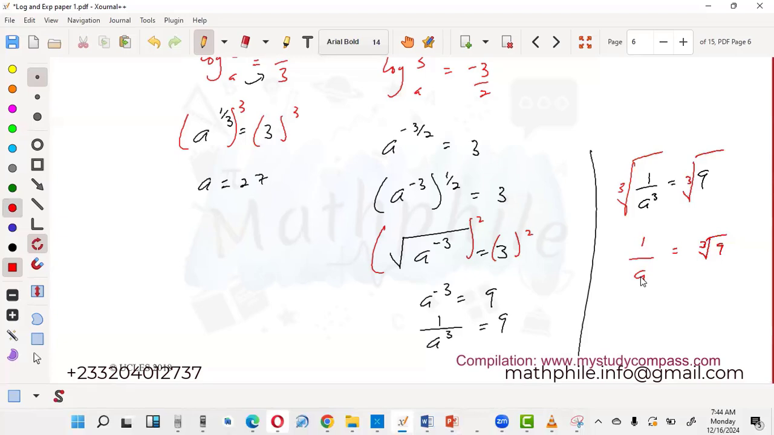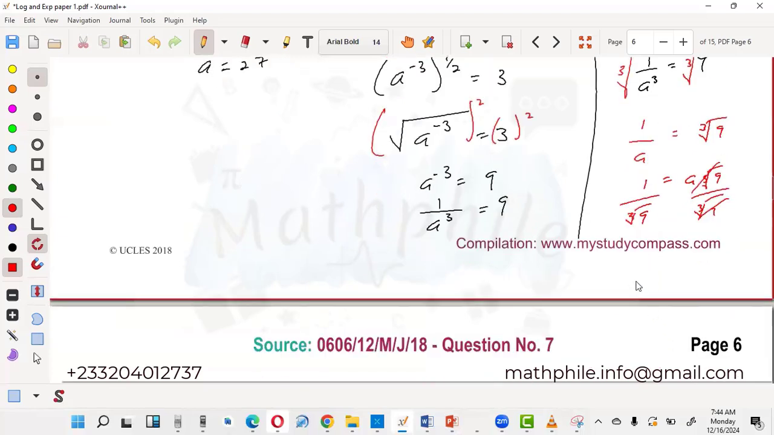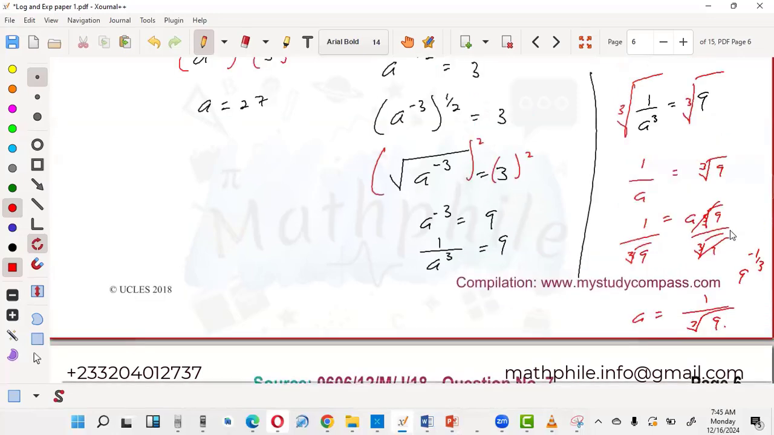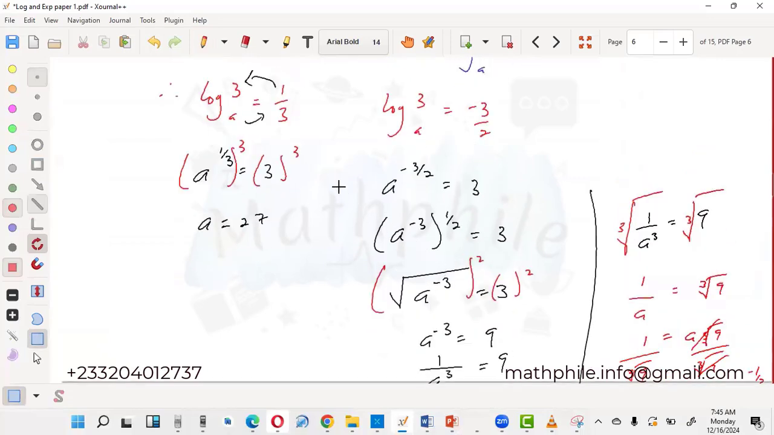So then I can cross multiply. So 1 over 1 is equal to A times cubic root of 9. Then divide both sides by cubic root of 9. This is actually a waste of time. 1 over cubic root of 9. Or we can say that it's the same as 9 raised to the power negative 1 over 3. Is that okay? Okay, so that's a waste of time. So I'm going to delete all of them.